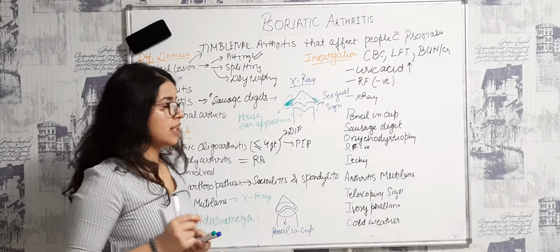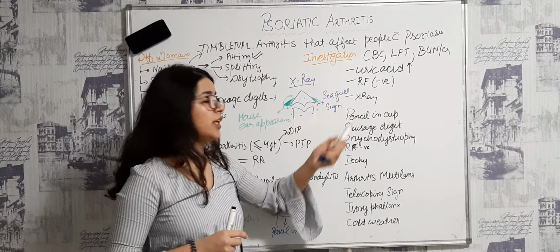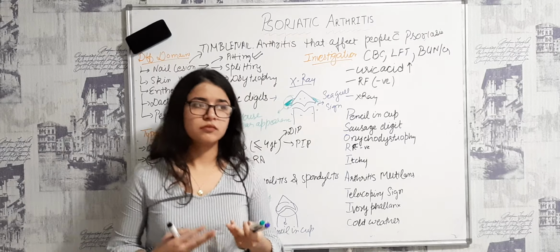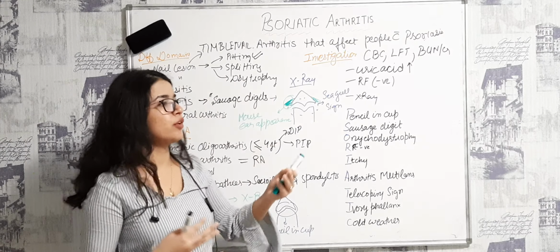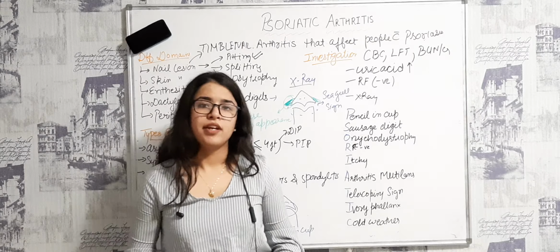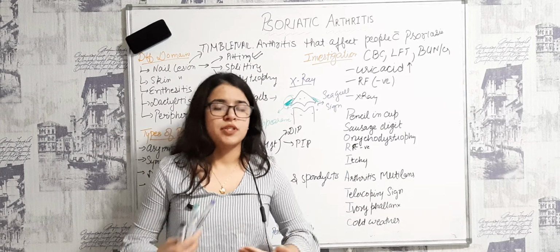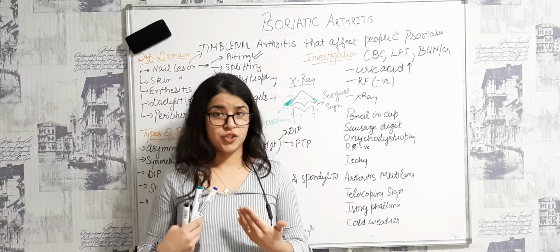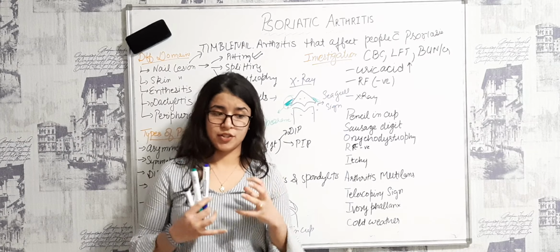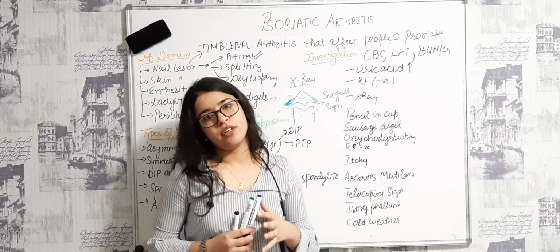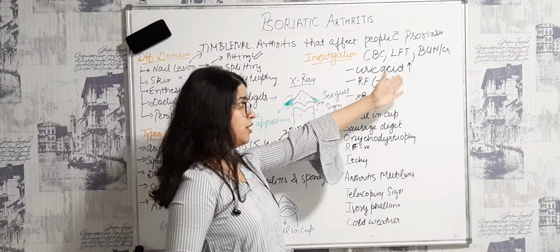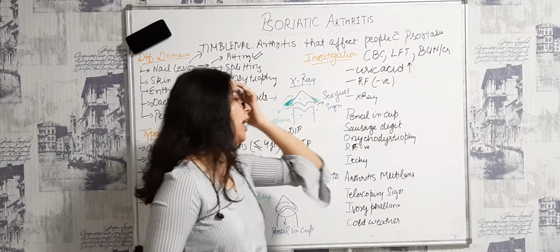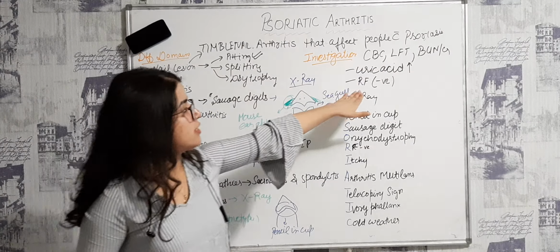So what is the main thing? For uric acid to precipitate, it needs a colder temperature. The more peripheral the joint is, the more is the precipitation of uric acid. The more axial the joint is, as axial joints are warmer, there will be no precipitation of uric acid. So that's why in psoriatic arthritis you will also see the uric acid level is high. And rheumatoid factor is negative.